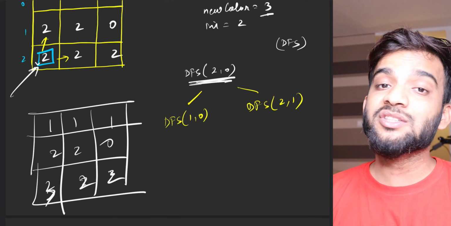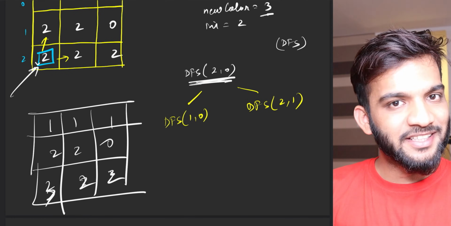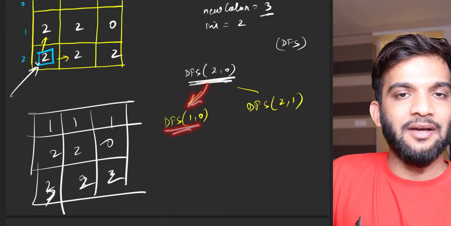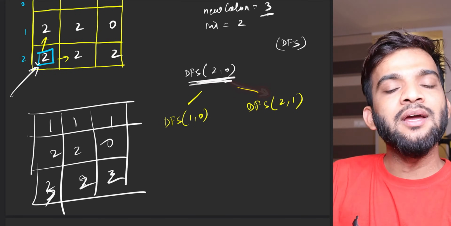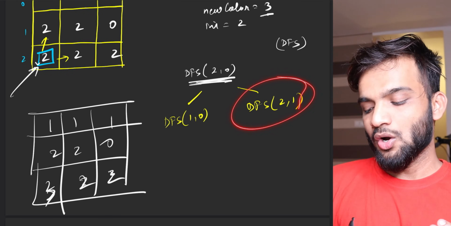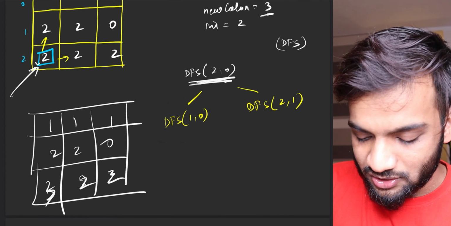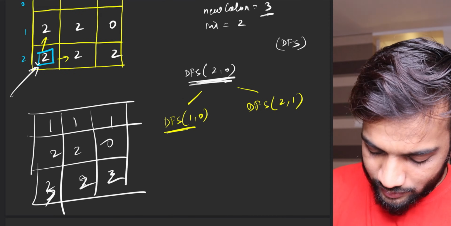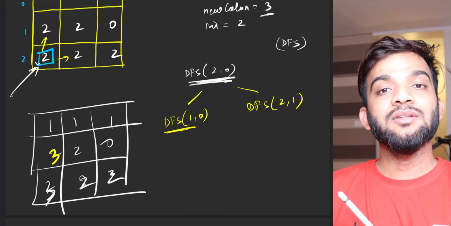So if you remember, what is the DFS algorithm? It goes first in the depth, goes first in the depth. So we'll try to go first in this portion of depth. It could have gone either way. Depending on how you are writing the code, it can go on this or on this. So we will see that it goes on this DFS of 1 0. So again, you go to 1 0, which is this, and you color that with the new color.